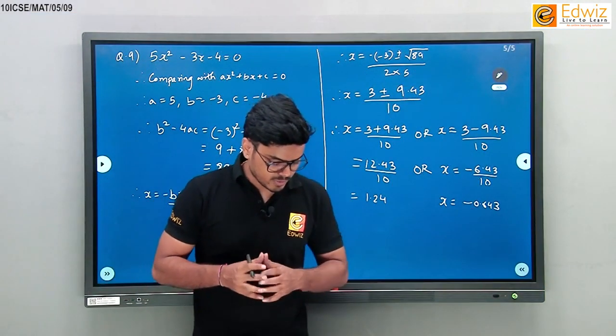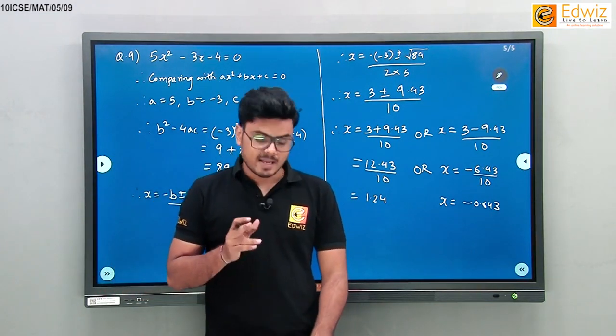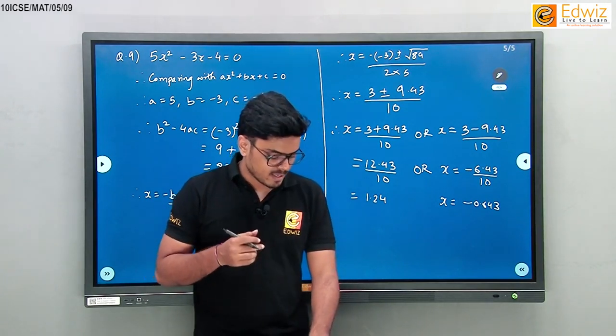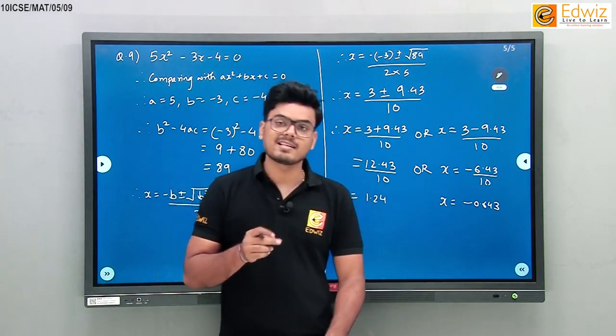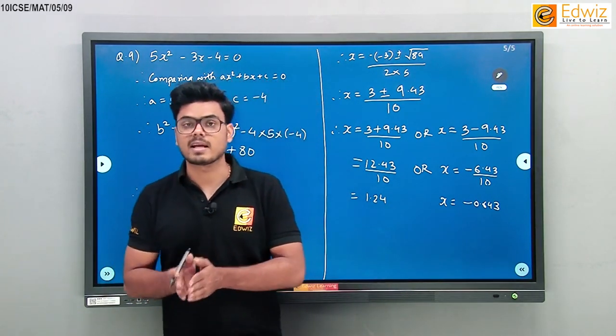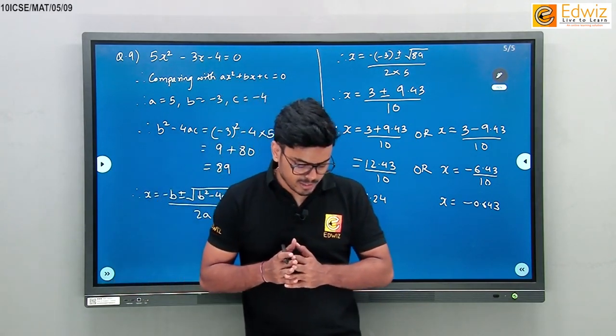Okay, moving on to the next question, students. That is question number 10. Solve for x using the quadratic formula. We have to use the quadratic formula. Write your answer correct to 2 significant figures. So this was 3 significant figures. In the next question, we have to write the final answer correct to 2 significant figures. So let us see what the solution will be.